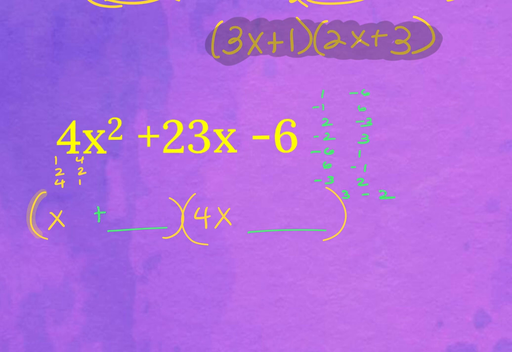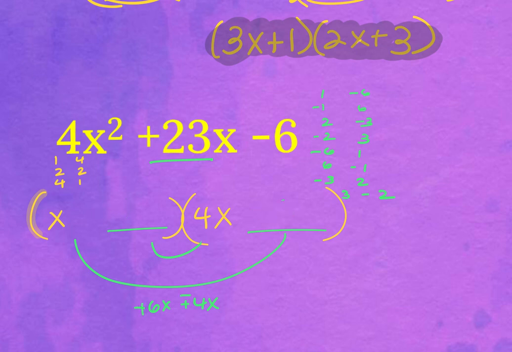So if I did positive 1 and negative 6, and I do outer and inner, I get negative 6x plus 4x, which is not 23x. So I rule that one out. Then I go to the next one, which would be the same except opposite signs. So negative 1 and positive 6 just switches the signs. If the value is completely off, I would just skip each one that is the same with just opposite signs, because it saves you some time.